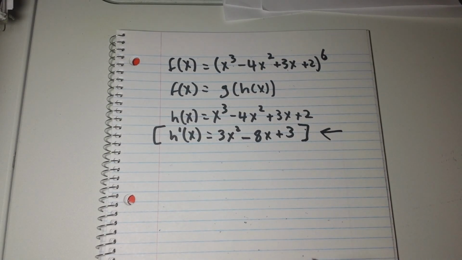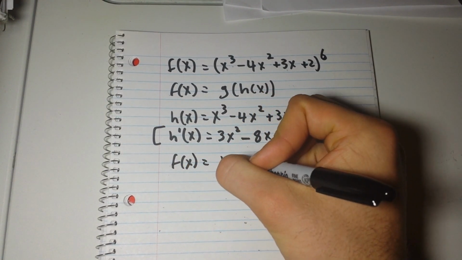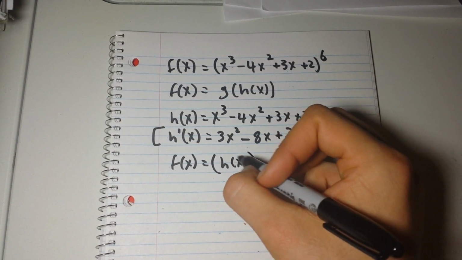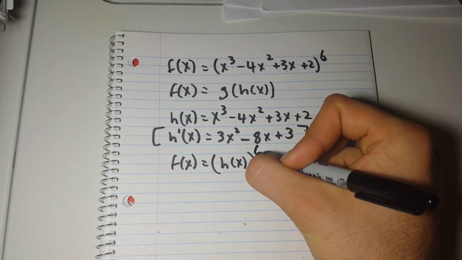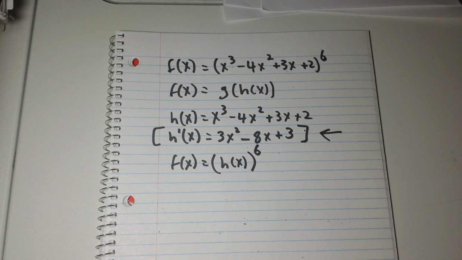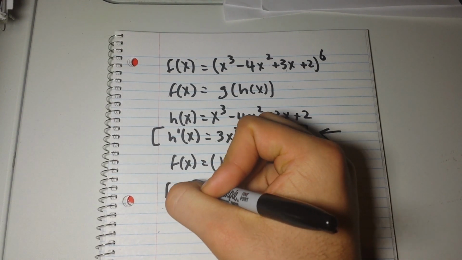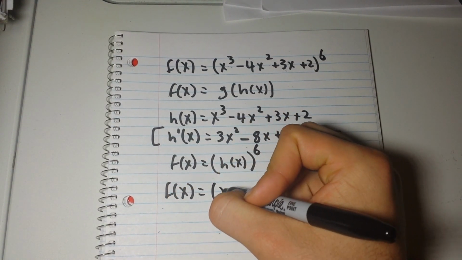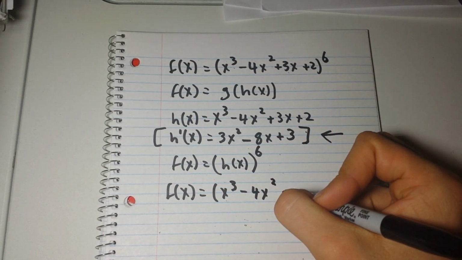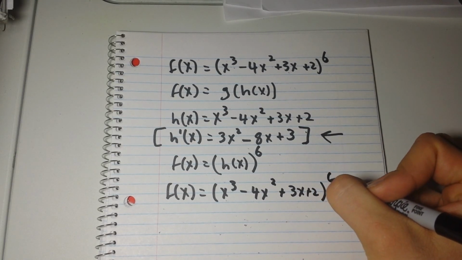And we'll identify our g of x by writing f of x is equal to h of x, right here. We know our inner term, we don't even think about that. The power of 6. So we can just see our g clearly outlined. That's the function that acts first. So now we'll restate our f of x quite simply here: x cubed minus 4x squared plus 3x plus 2, to the power of 6.